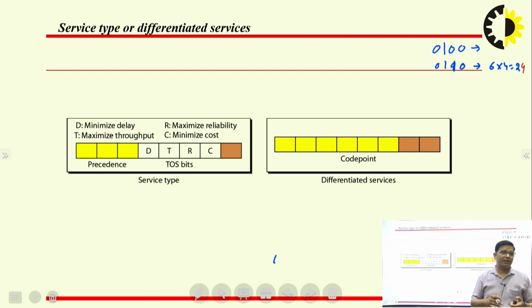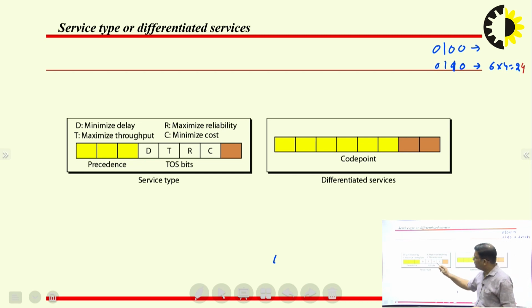In the previous version of IPv4, a few years back, we were using this. So this is for precedence bits. Precedence bits are always kept as blank or 0. The next 4 bits are the TOS bits, and the last bit is also unused. So the symbolic representation of these 4 bits is DTRC. D for minimize delay, R for maximize reliability, T for maximize throughput, and C for minimize cost.